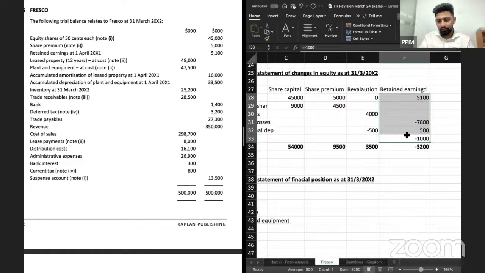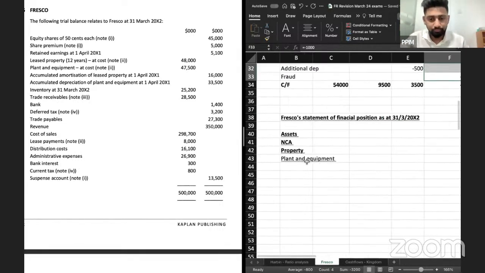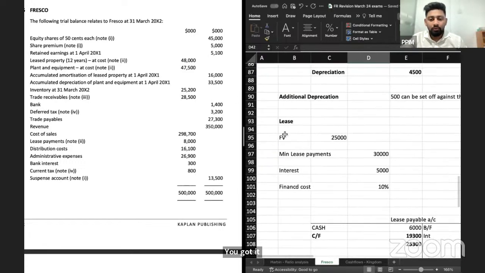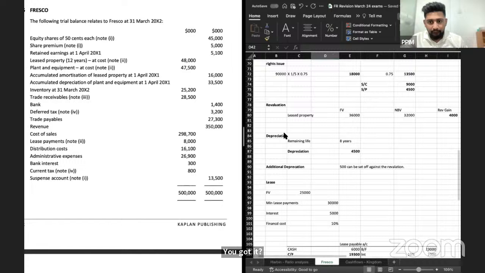No, I have to add it, right? It's 3,200. I have to add it, right? Amna, my retained earnings is already understated. So now I need to increase it. I increase my retained earnings and set off against my revaluation. You got it? Yes, it's included, right? I just included it.